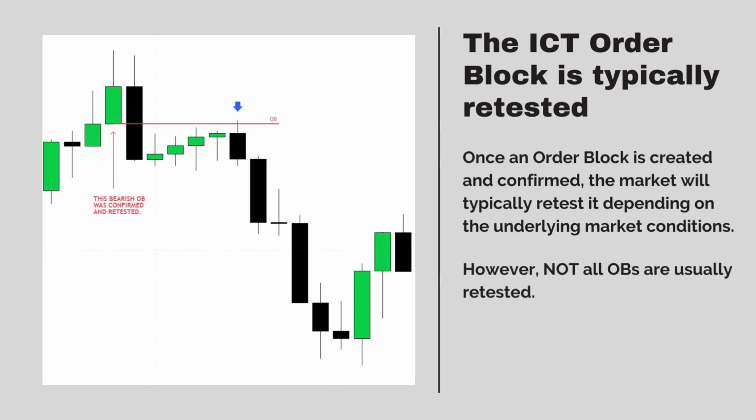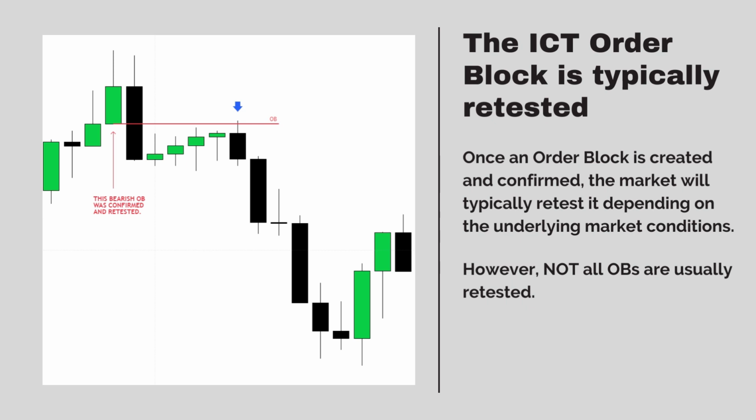Typically the ICT order block will be retested. Once the order block is created and formed, the market will typically retest it depending on the underlying market conditions. The underlying market conditions is essentially the higher time frame direction still. So once the market is showing willingness to drop, for example when you're bearish, you'll want to see the order block being retested and driving the market lower. But not all order blocks will be retested.